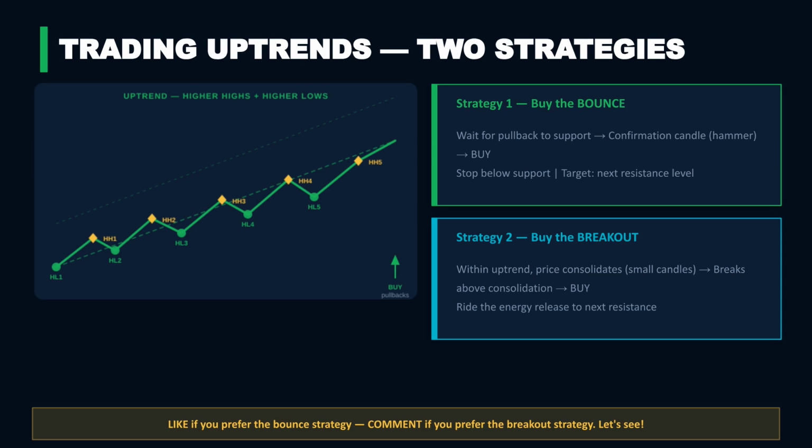Strategy 2. Breakouts from consolidation. Within an uptrend, price sometimes consolidates. Then, boom, price breaks out of that consolidation. Big green candle. That's your entry. Both strategies work because they're working with the trend.